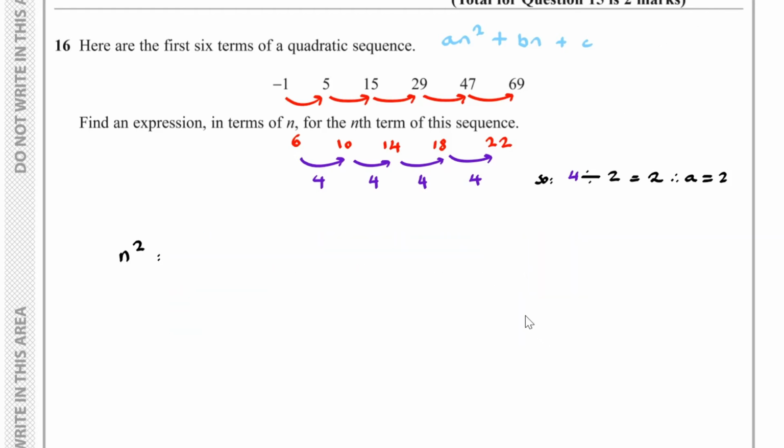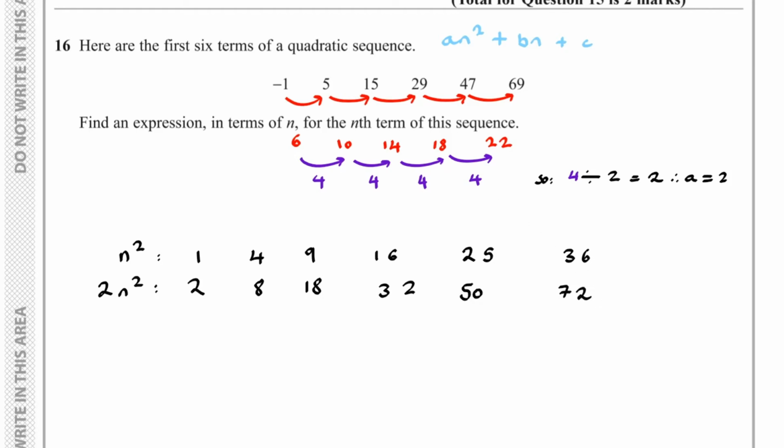My next step is to write down the n squared terms. So here we have 1, 4, 9, 16, 25, 36. My next step will be to work out the 2n squared terms. 2 times 1, that's 2. 2 times 4, that's 8. 2 times 9, that's 18. 16 times by 2, that's 32. 25 times 2, that's 50. 36 times 2, that's 72.